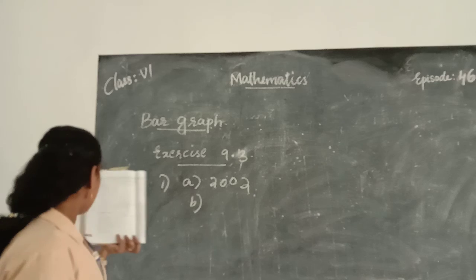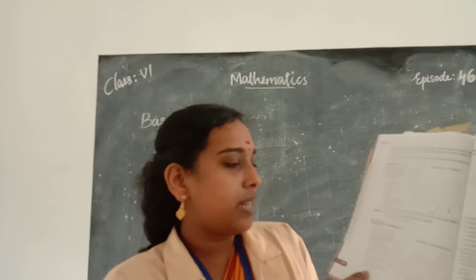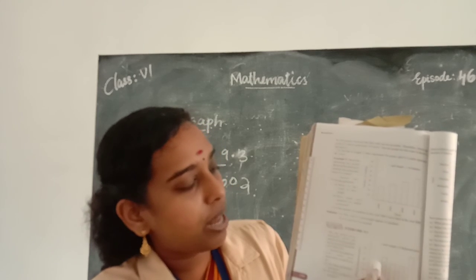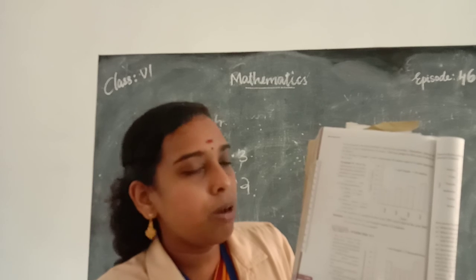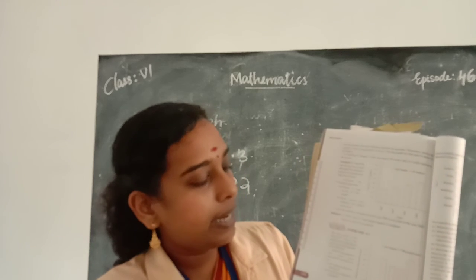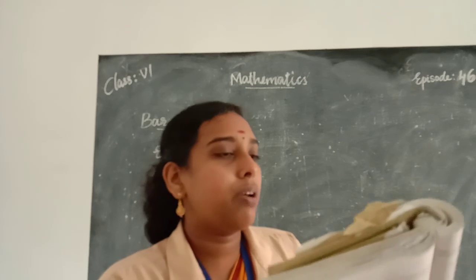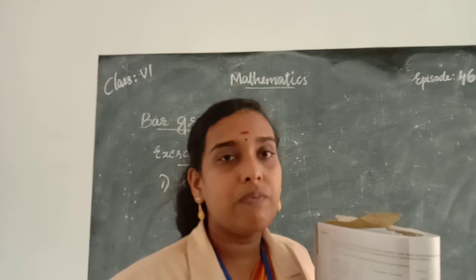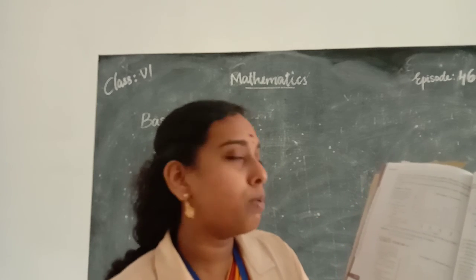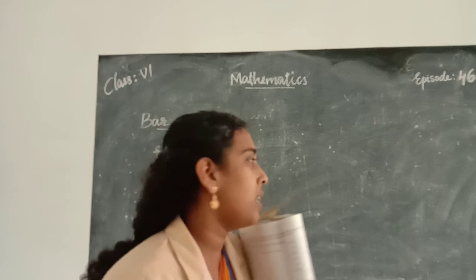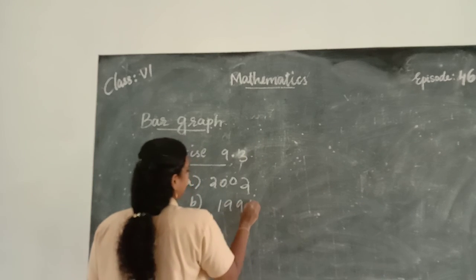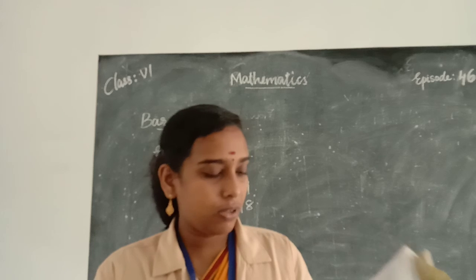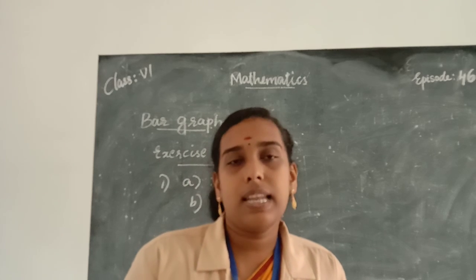And B: in which year is the wheat production minimum? Here you can see that this bar represents the minimum production of wheat. So in 1998 the minimum wheat production occurs. The minimum amount of wheat purchased was in the year 1998. Okay, so these are the questions and answers of the first question in exercise 9.3.